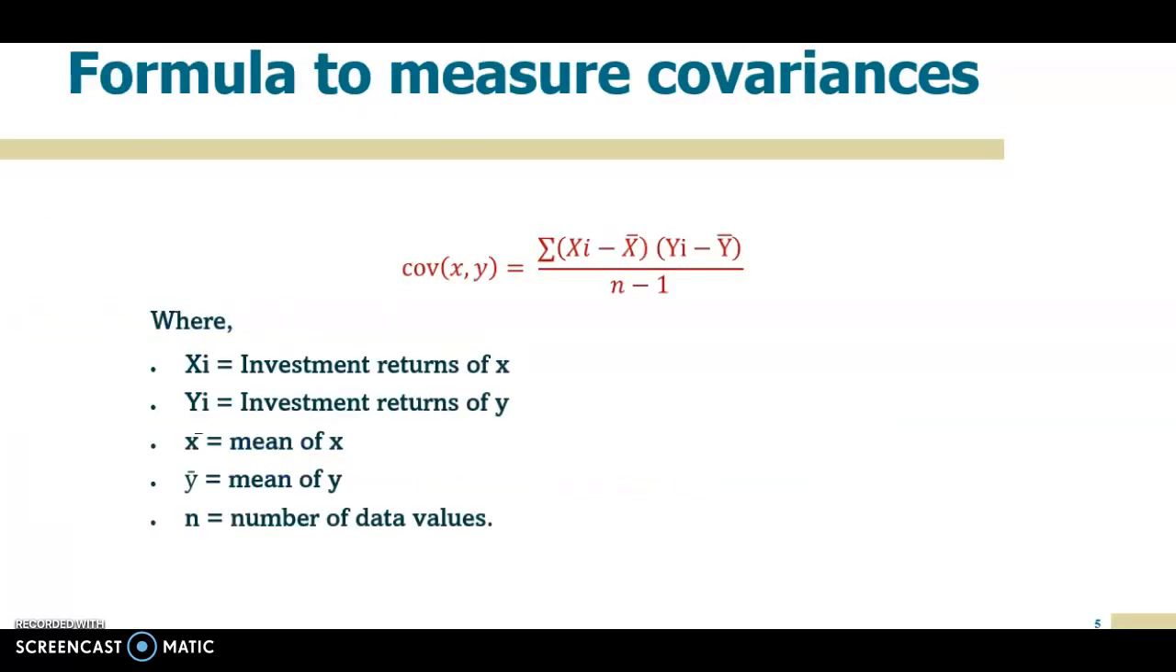We're going to measure covariance using this formula. That is, the covariance equals the summation of variable X's return minus the mean return of variable X, multiplied by the return of Y minus the mean return of variable Y, divided by n, the number of periods, minus 1.